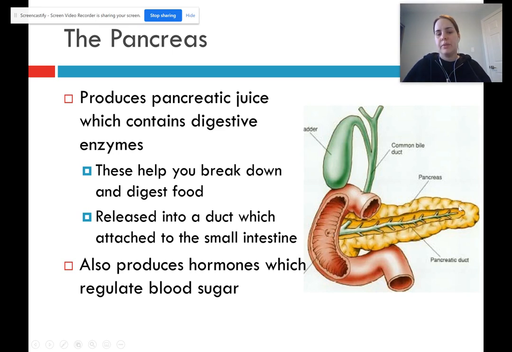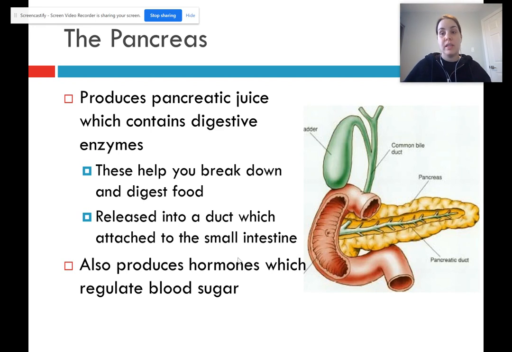A lot of times it's described as looking like a leaf, okay? And it's got this little duct, a little pathway, a little tube that goes right through the center of it that is connected to your small intestine, where all those juices that help you digest your food are released. It also is responsible for producing hormones that help you regulate your blood sugar.